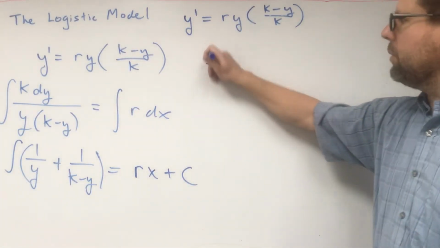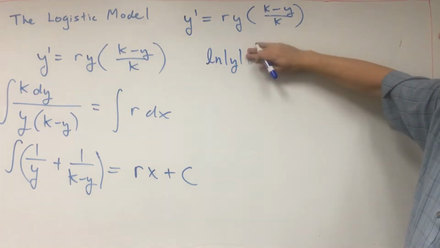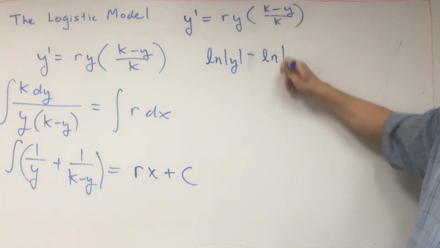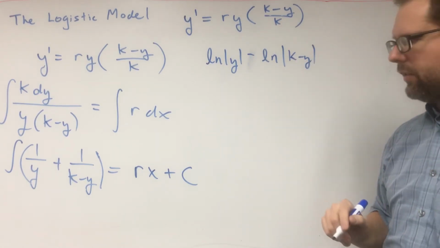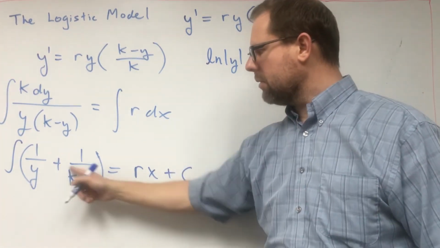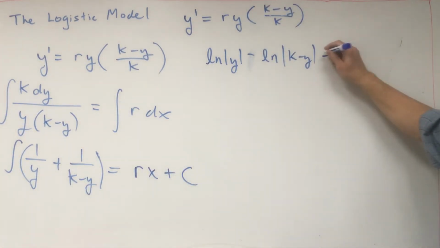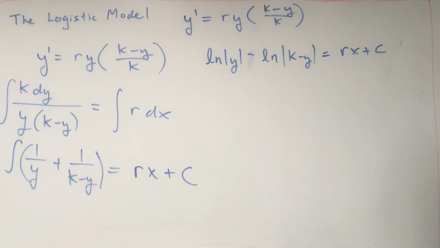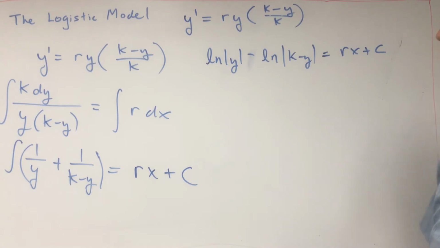And now on the left, we have natural log absolute y plus, well, no, it's a minus actually, natural log absolute k minus y. And the reason we have the minus there is because of the chain rule and/or substitution involving k minus y. Now I want to use logarithm rules in order to combine these into a single logarithm, because that's going to make it much easier for me to solve for y in the long run.